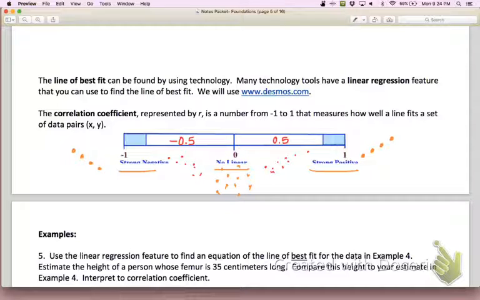Now, I don't know if you've used this in other classes, but the website we are going to use is www.desmos.com. And we are going to use the feature that'll show us how to do the line of best fit. I'm going to put that in a separate video so you can get the instructions whenever you need them if you want to do this again. So go ahead and get started on part 2.